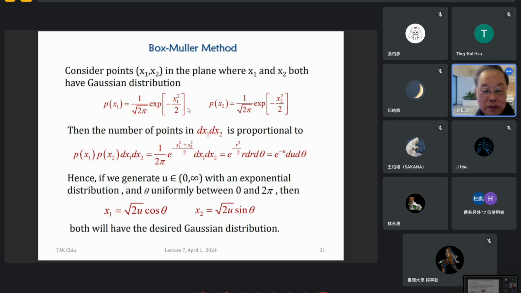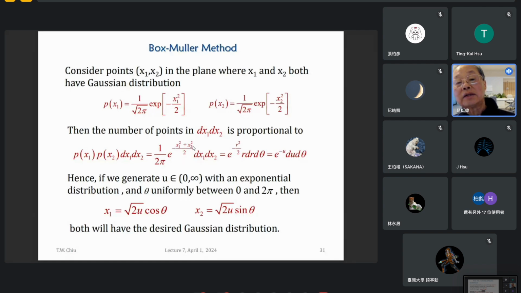Then the number of points in this area dx1 dx2 is proportional to this. So the probability distribution of x1 times p of x2. This is the product of two distributions, and the product of these two gives me this.